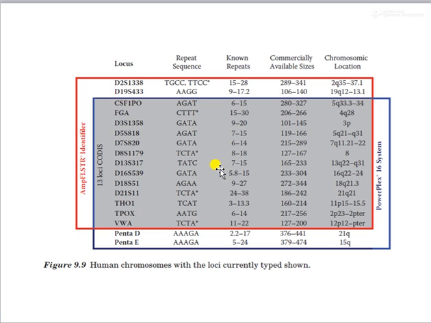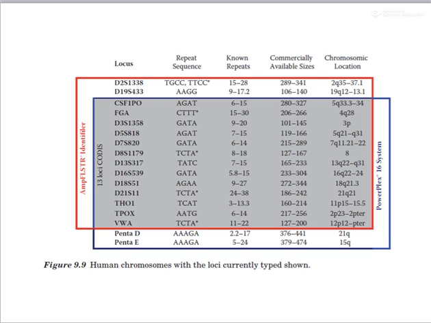So, when you want to do the DNA profiling of an individual, according to FBI, we have to find out the DNA profile of all these 13 loci, and we need to identify which allele is present there.